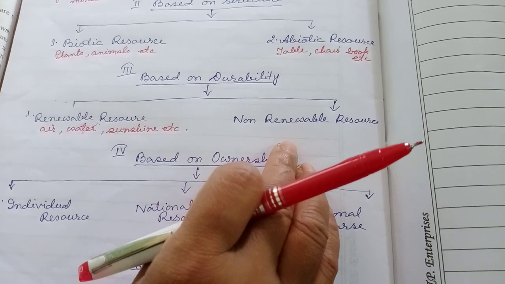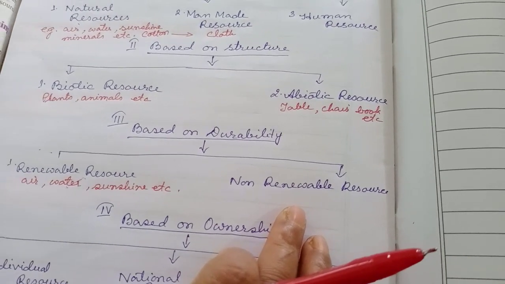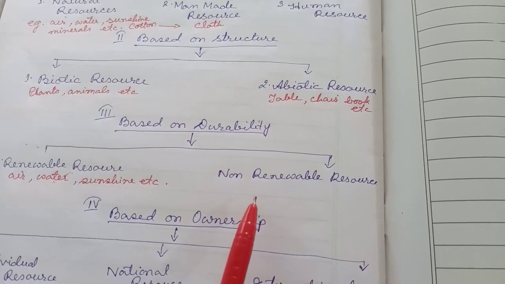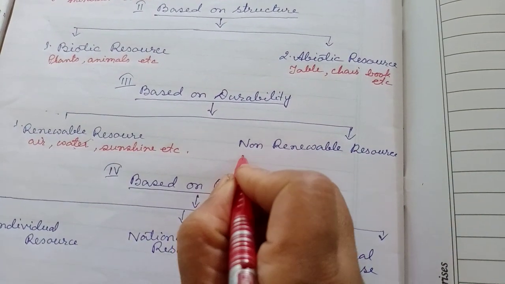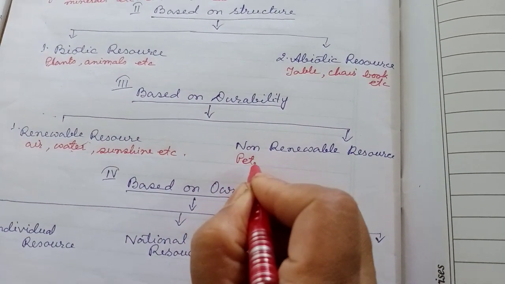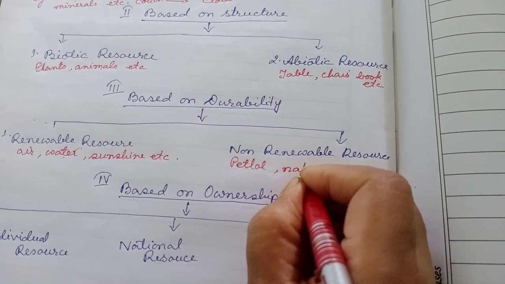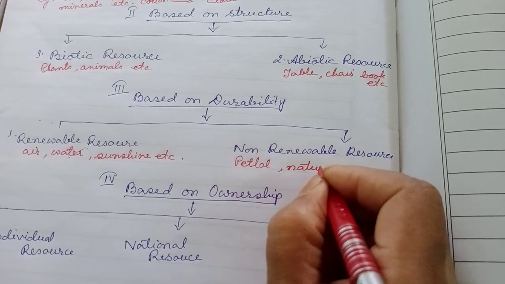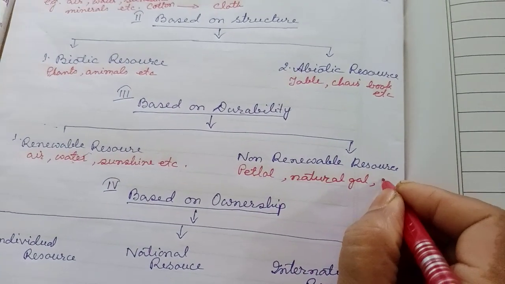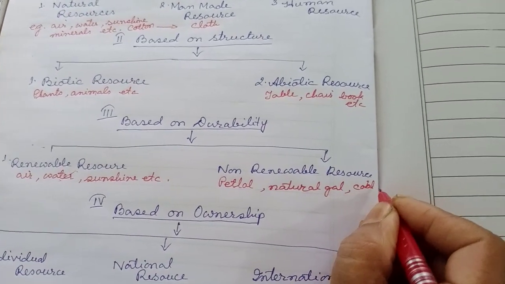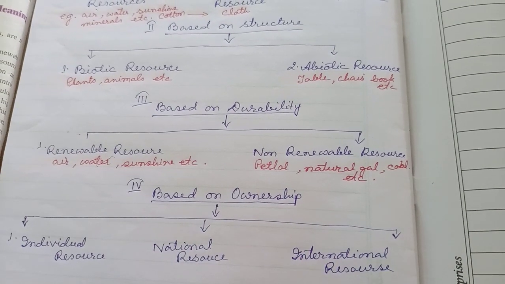But the things which cannot be used again and again, which exhaust after using once, are called non-renewable resource, like petrol, natural gas, coal, etc. These things, if we use once, they exhaust.